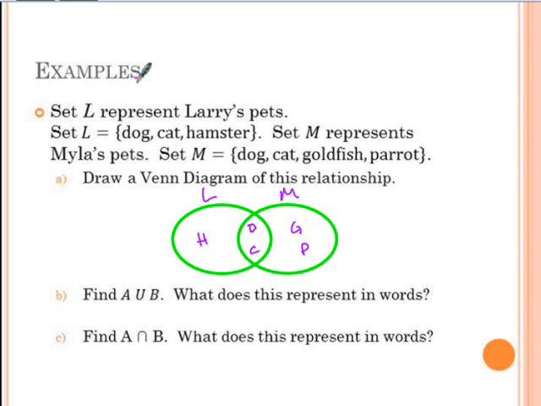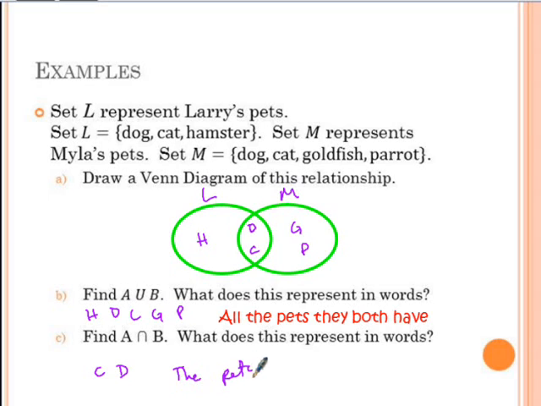Find A union B. A union B is everything. Okay, that is H, D, C, G, and P. What does this represent in words? It represents all the pets they both have. And then A intersection B, that's C and D, and that's the pets they have in common. All right, not too hard.